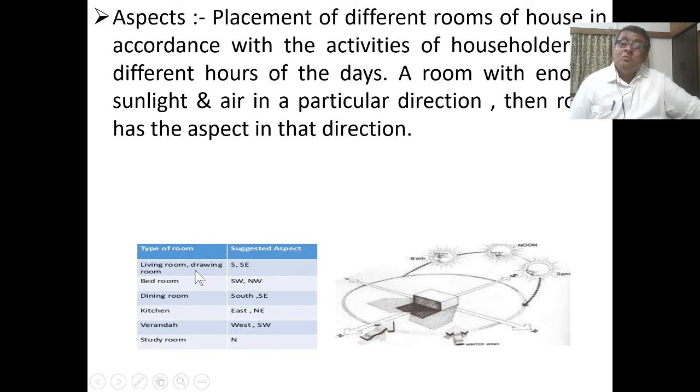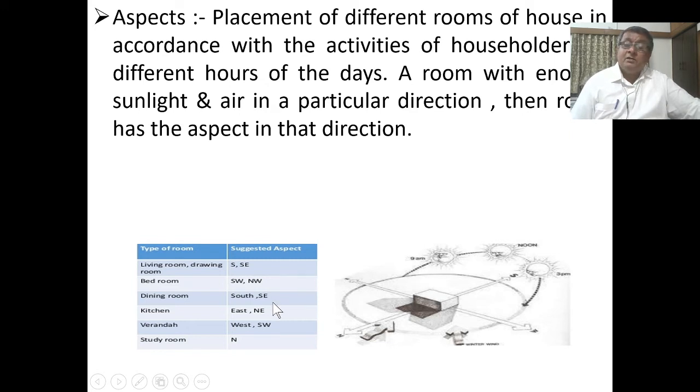Here are some suggestions as far as aspect is concerned. Living room and drawing room should be in the south or southeast direction. Bedroom should be in the southwest or northwest direction. Then the dining room should be on the south side or southeastern side.